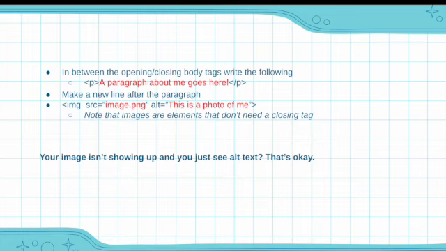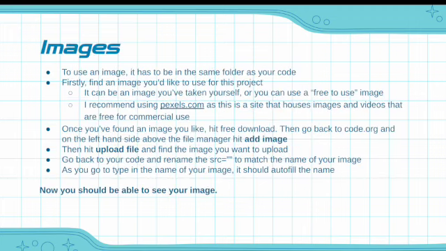And if you don't see your image when you run the code, that's okay, because we haven't technically inserted an image yet, which is what we'll go ahead and do right now. To use an image, it has to be in the same folder as your code. Firstly, find an image that you'd like to use for this project. It can be an image you've taken yourself, or you can use a free-to-use image.